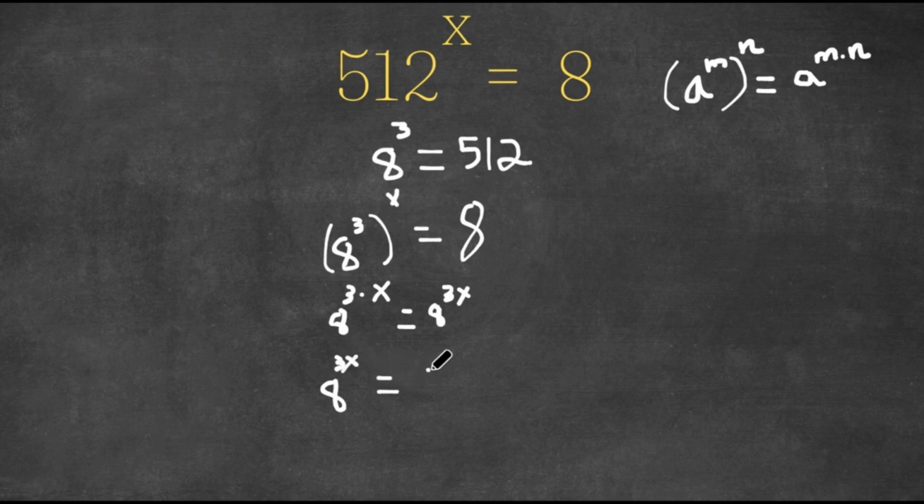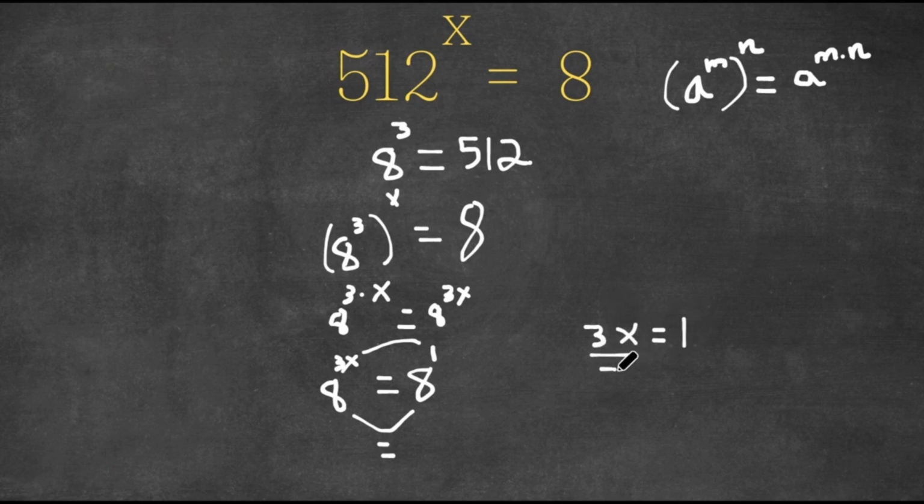And now if you notice, our two bases here are the same. Because our two bases are the same, our two exponents have to be the same as well. And the exponent for 8 is actually just 1, because 8 to the power of 1 is equal to 8. So 3x is equal to 1. And now we have a simple equation.